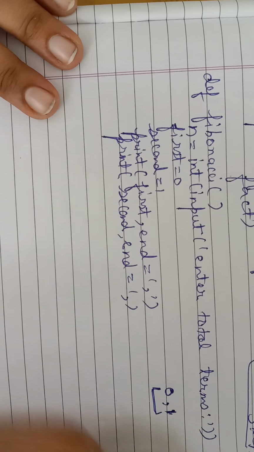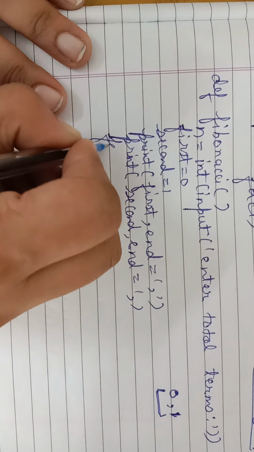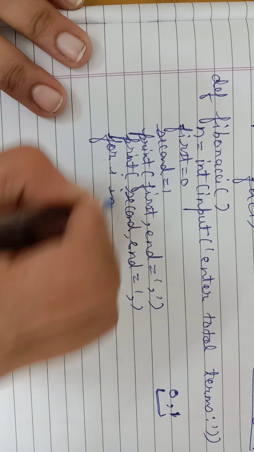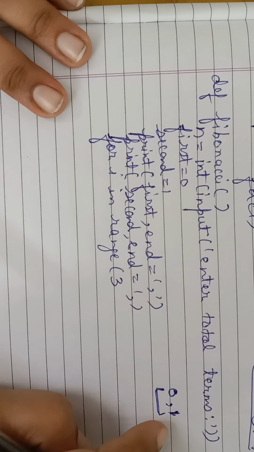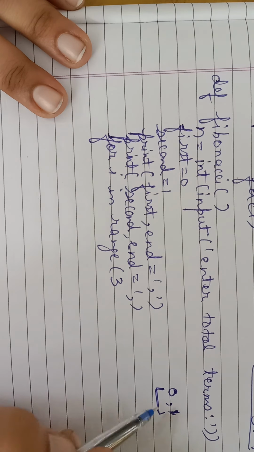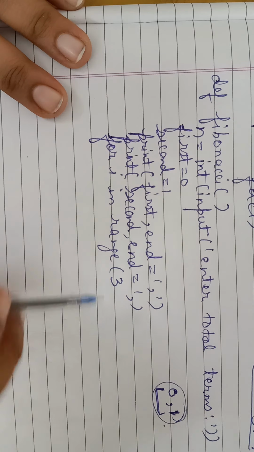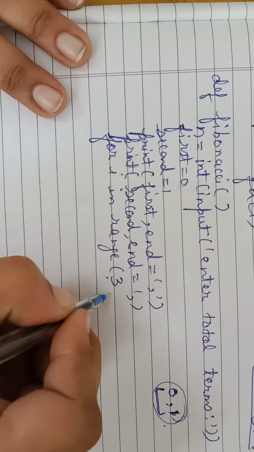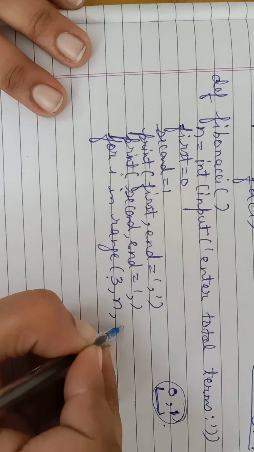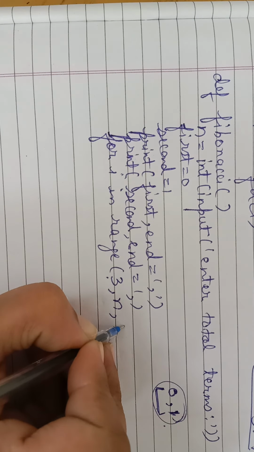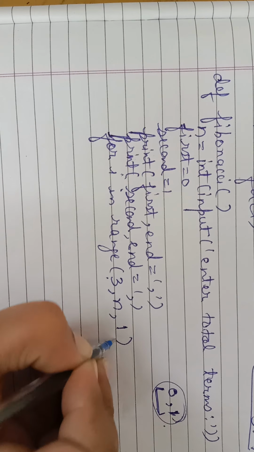Now we want to proceed further. So here we have to apply the loop, but we have to continue this loop from the third number, because already the two terms of the Fibonacci series are generated. So we start from the third term. Okay, and up to what term we have to continue? Up to n terms we have to continue, and each time we have to update the value by 1.